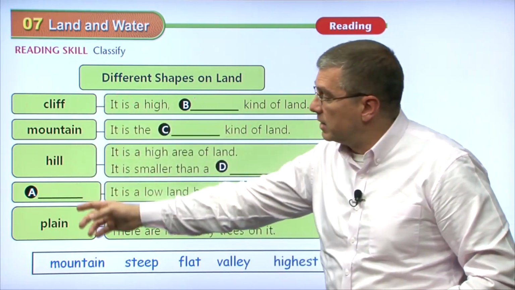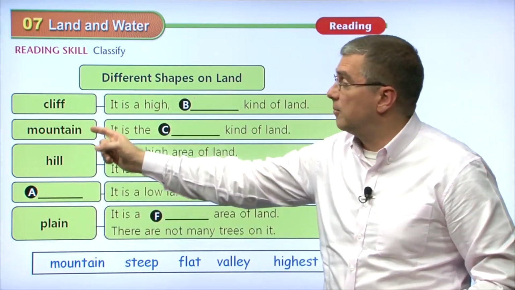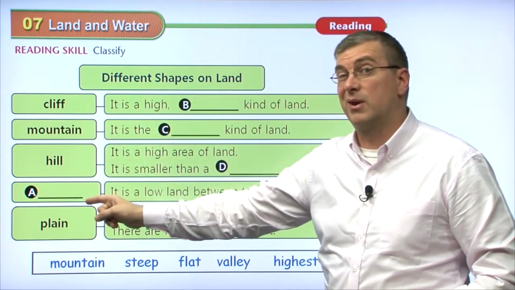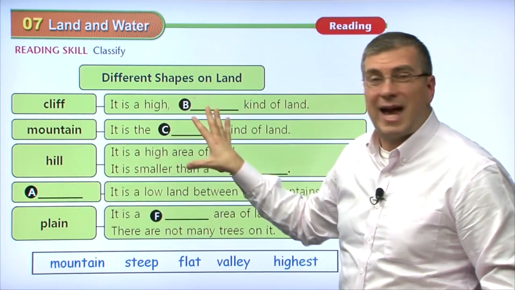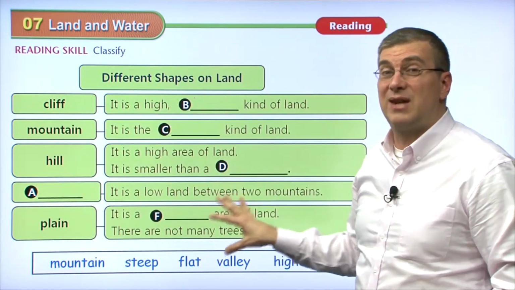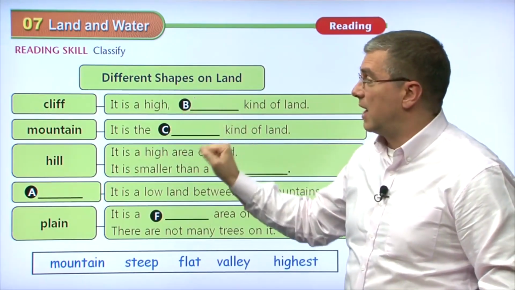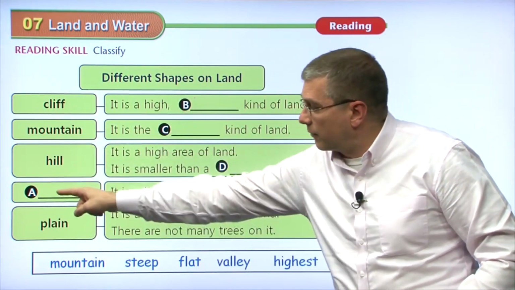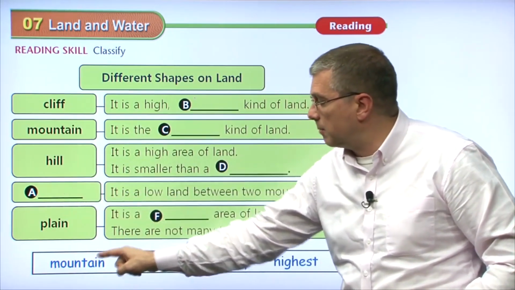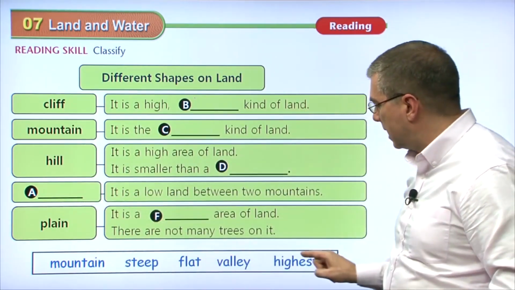So over here we have the different features of the land: cliff, mountain, hill, and plain. Those are the different features, and we can classify them according to their definition. How do we define them? And these are the definitions here. Well, let's of course start with A. We have to put a word in here. Our words are down here: mountain, steep, flat, valley, highest.